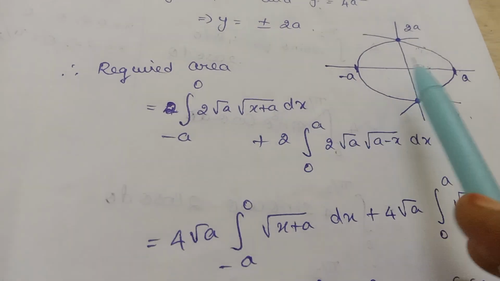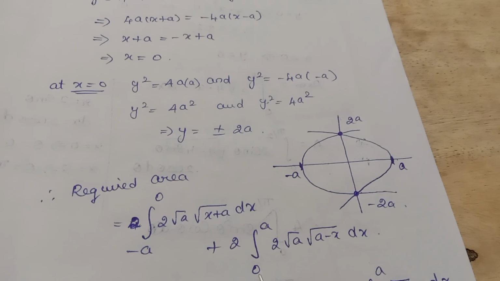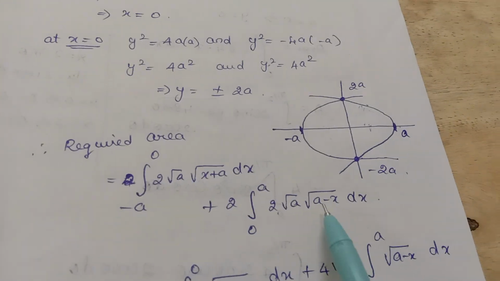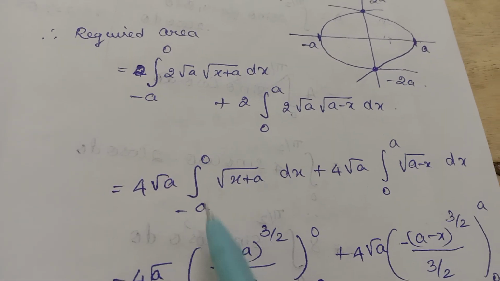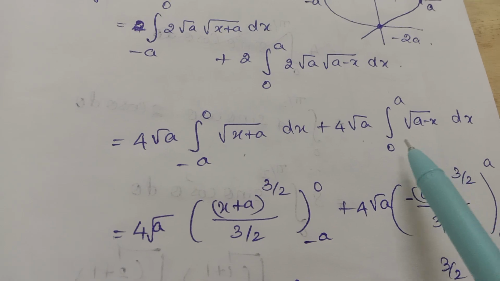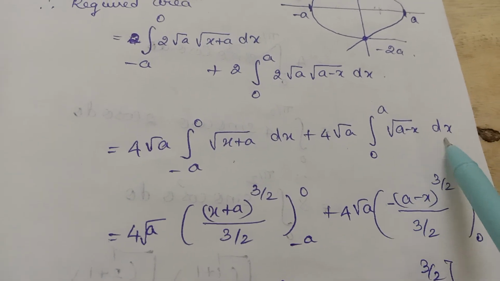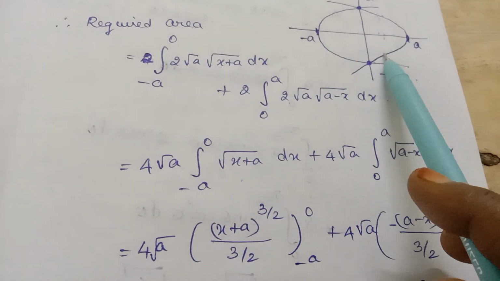So integral minus a to 0. From this equation, what is the value of y? 2 root a into root of x plus a dx, and for this part it is 0 to a, 2 root a into root of a minus x dx. Okay, now you integrate 4 root a integral minus a to 0 root x plus a dx plus 4 root a integral 0 to a root of a minus x dx. Whatever area you are getting here, that will be multiplied twice to find the entire area.